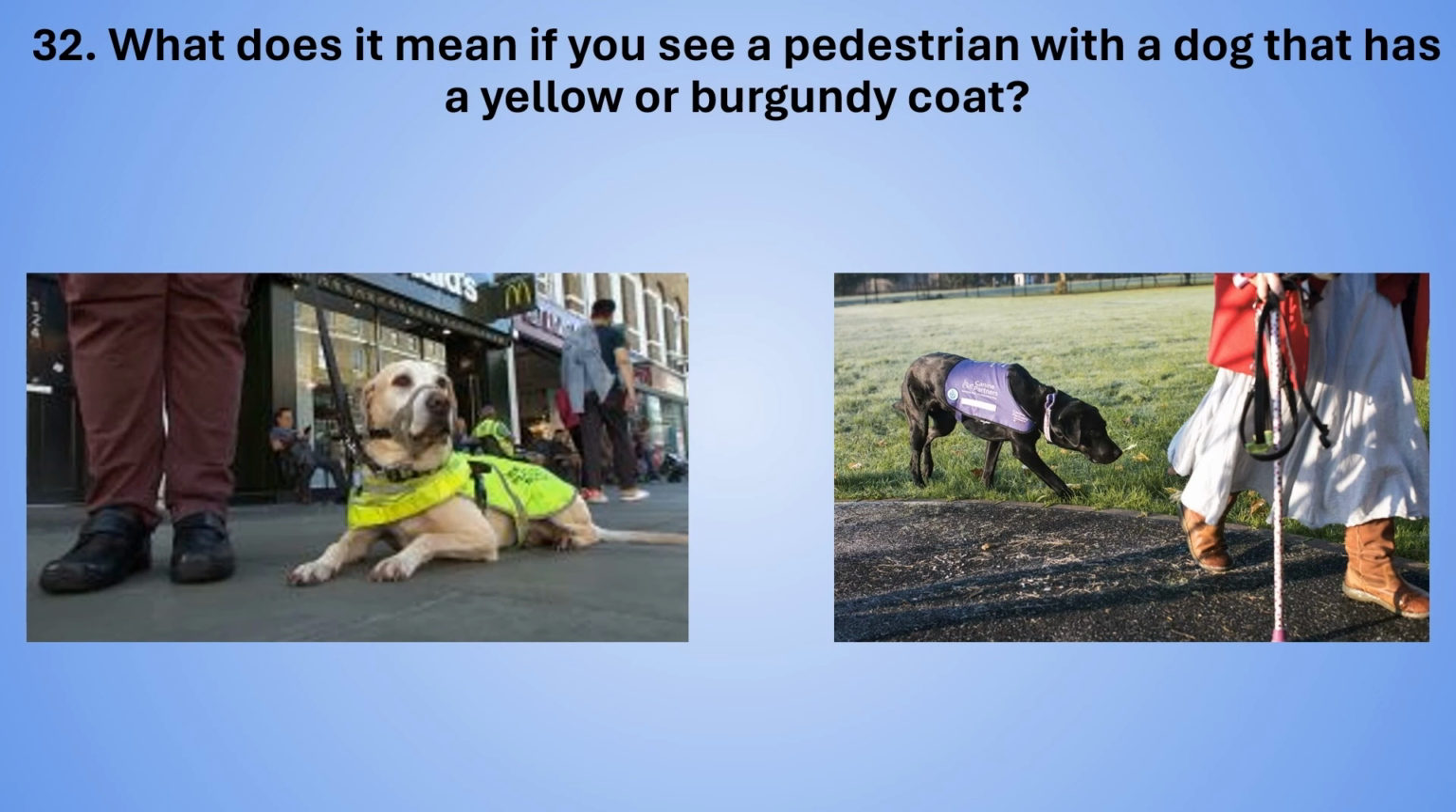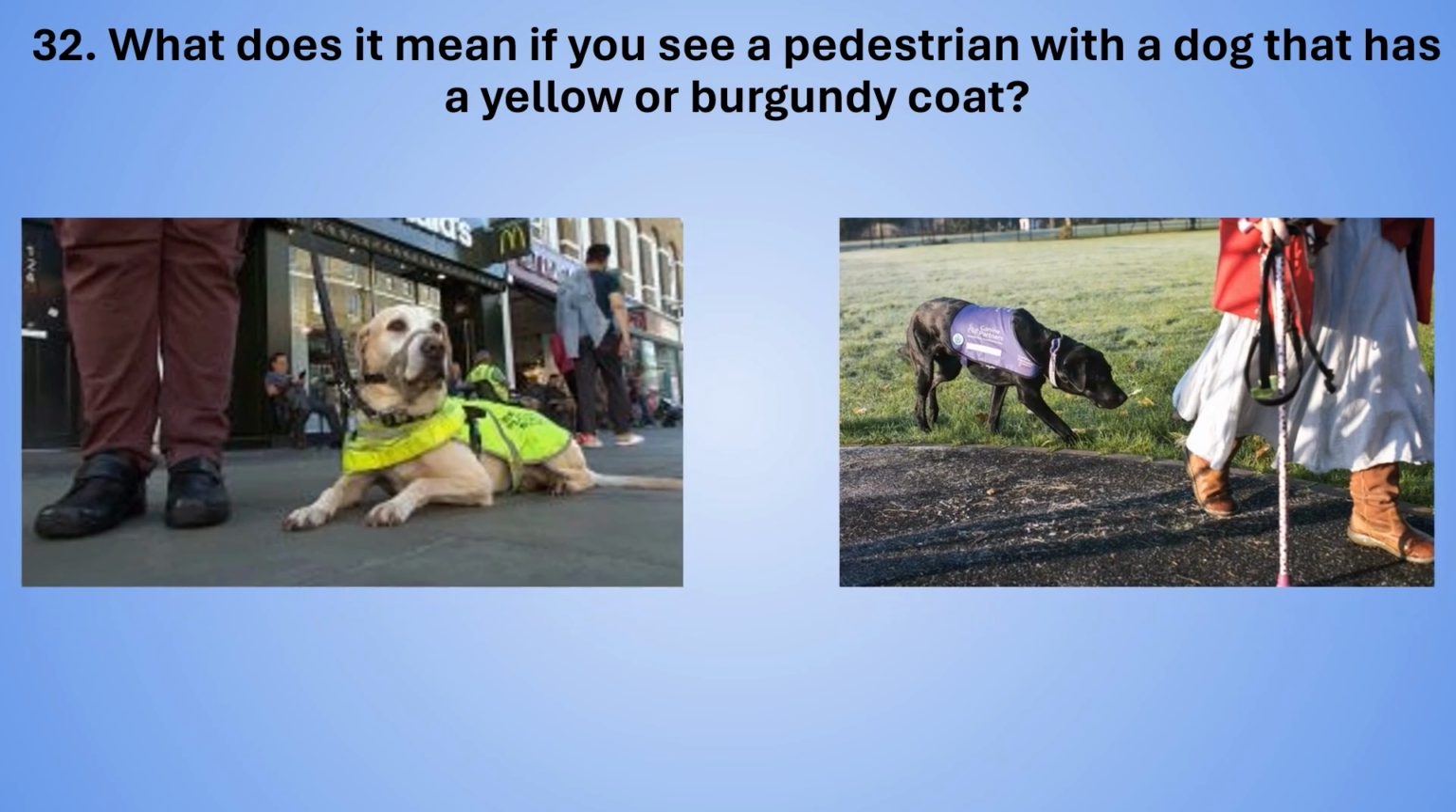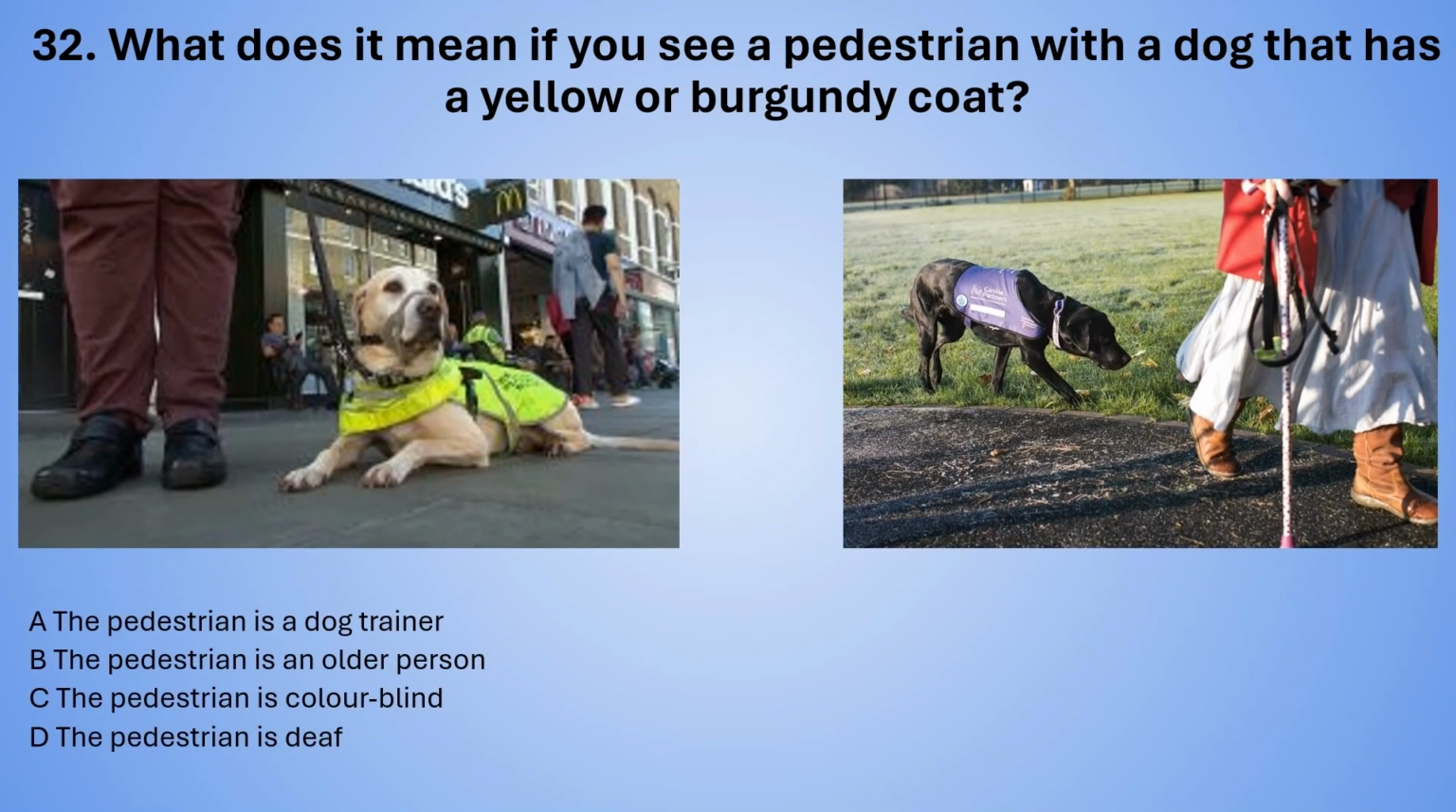Next question. We have some pets here. What does it mean if you see a pedestrian with a dog which has a yellow or a burgundy coat? Oh, they're so cute. A. The pedestrian is a dog trainer. B. The pedestrian is an older person. C. The pedestrian is colorblind. Or D. The pedestrian is deaf.